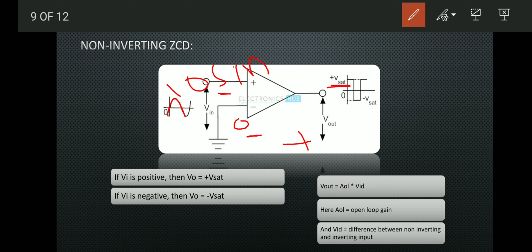Whenever this one positive wave gets completed and the negative wave starts, this non-inverting input would be less than the inverting input. As you all know, minus is less than 0. In such a case, the VID would be negative, so the output would be minus Vsat. Similarly, as the wave goes on from positive to negative and positive to negative, the output would be like a square wave. As I already said, it is a square wave generator.